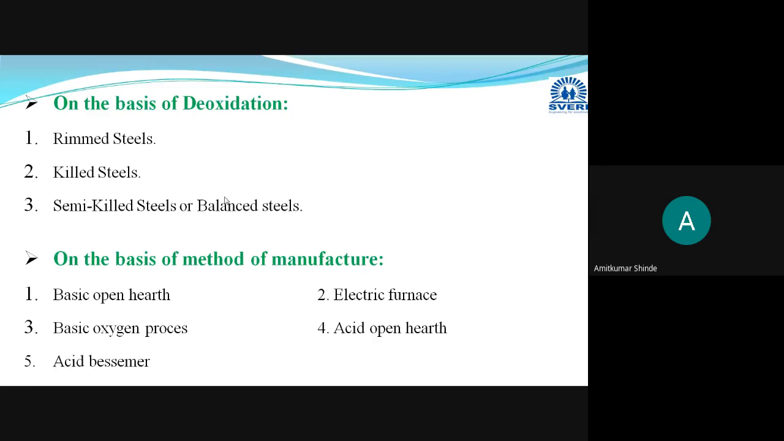And as we know, in the liquid form, more gases and oxygen will get dissolved as compared to the solid form.